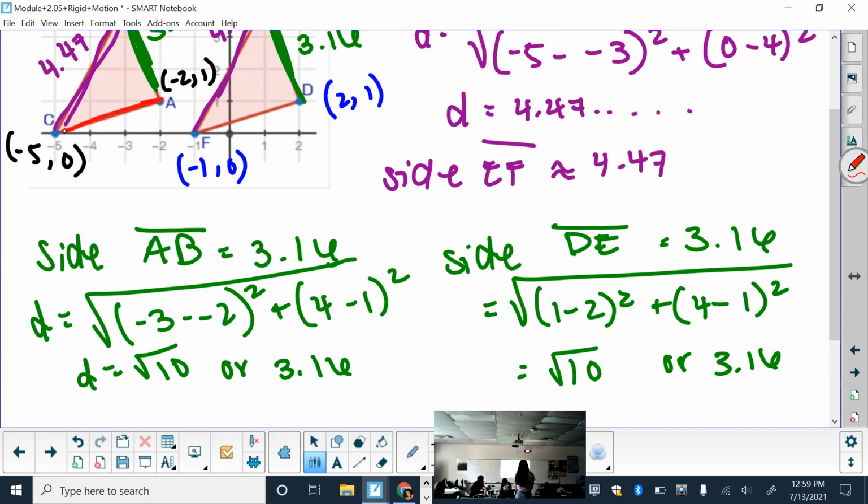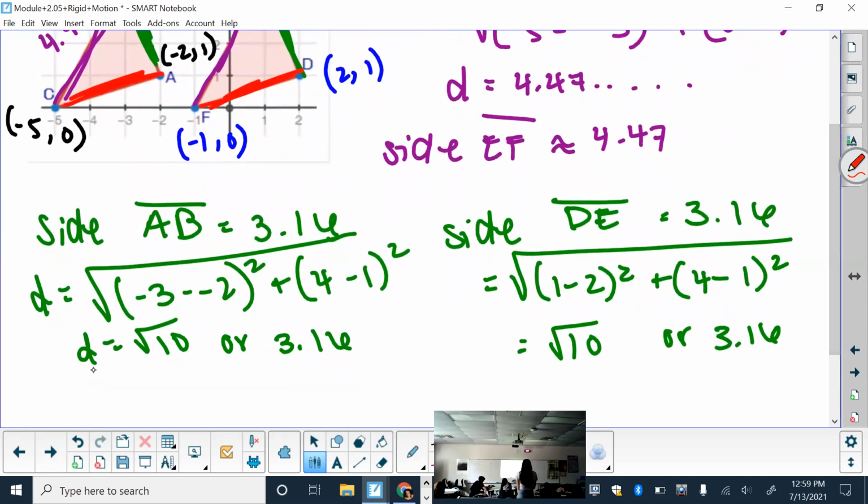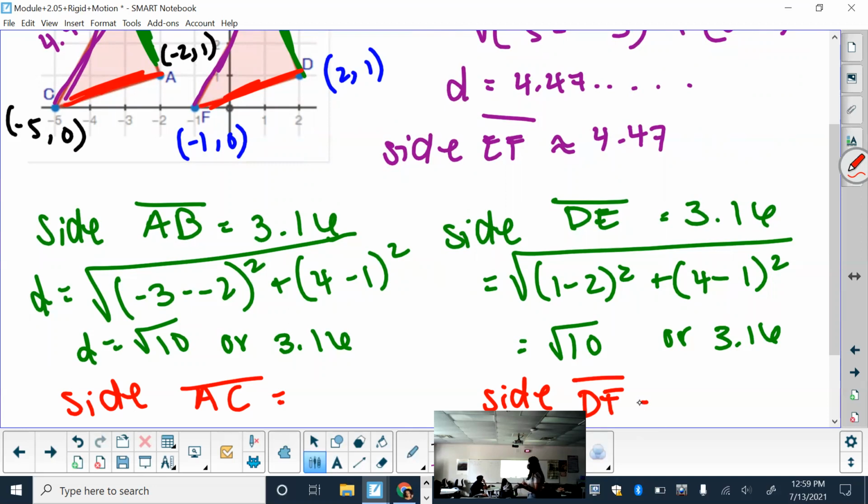All right, to prove it by side, side, side, you need to know the length of the last side, side AC and side DF. What did we get for those lengths?